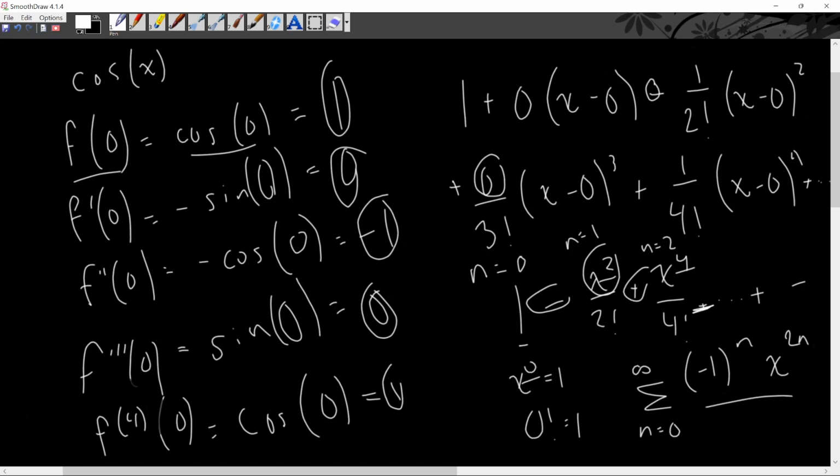X to the 2n over, and since the factorials are still the same value as the degree, you're still going to have 2n factorial in that denominator. That is the Taylor series for cosine x. I should have started with sine x, but I made a mistake. But this is the cosine x Taylor series.